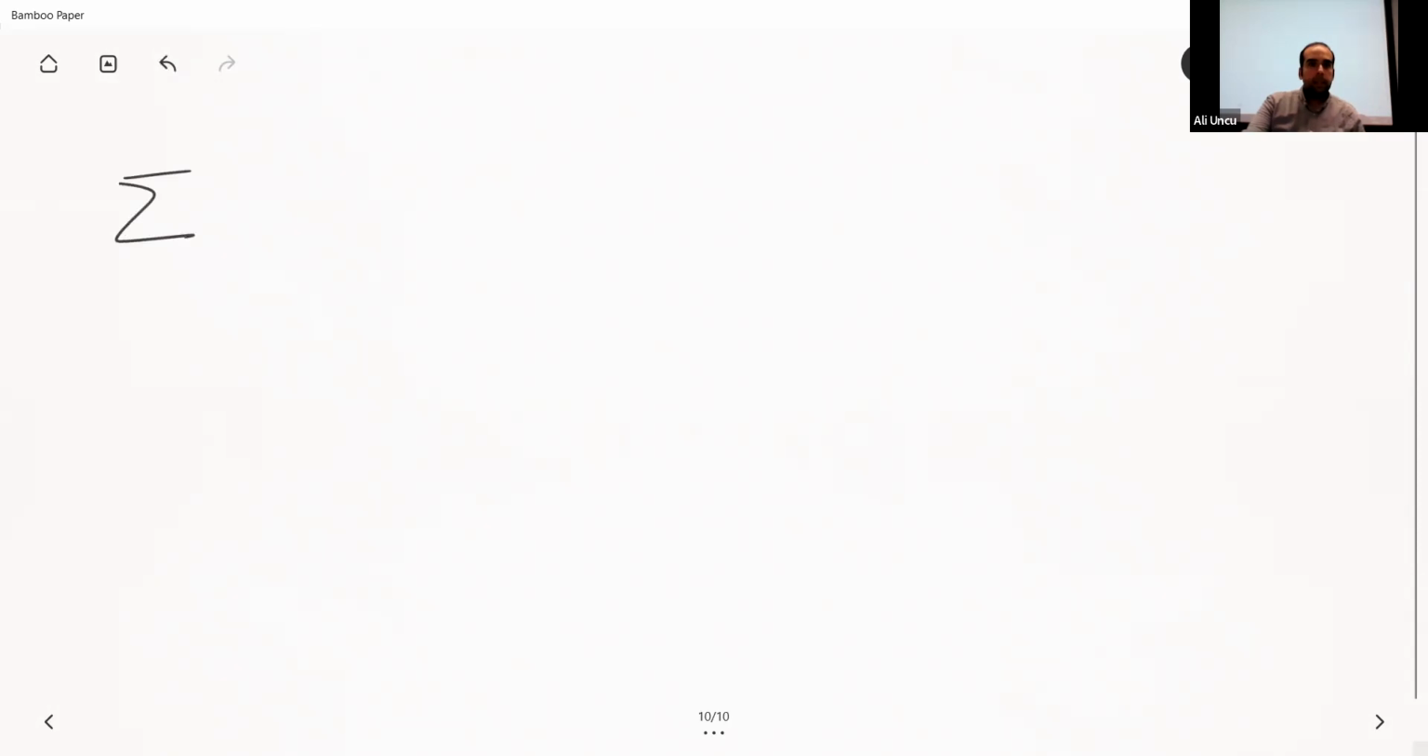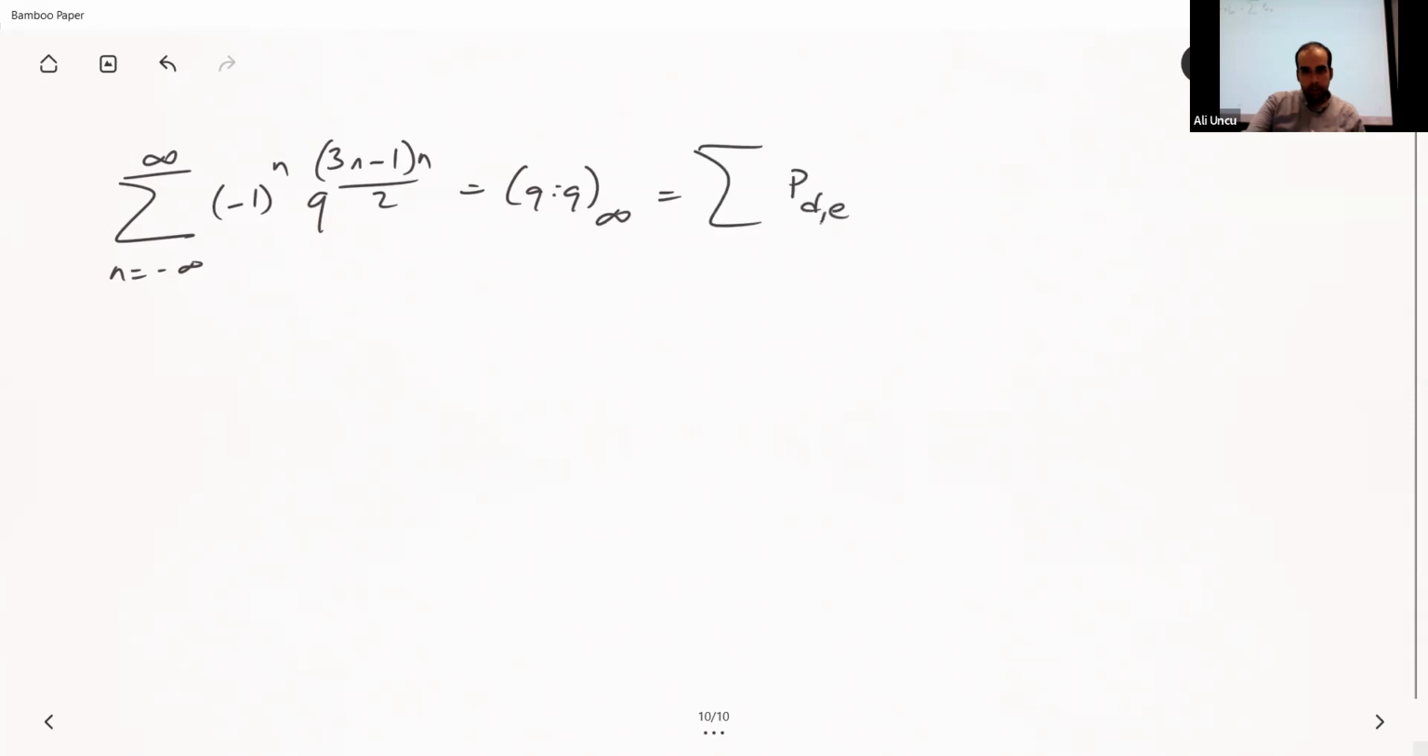we say that this sum of (-1)^n q^{n(3n-1)/2}, from -infinity to infinity, is this q infinity, which is equal to the sum of the number of distinct partitions of n into even number of parts minus the number of distinct partitions of n into odd number of parts, times q^n. I will compare the right and the left. I can even manipulate this -infinity to make sense.